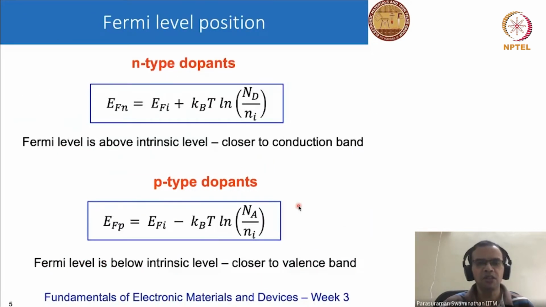Now changing the concentration of electrons or holes preferentially will also change the Fermi level position. In the case of an n-type semiconductor, the Fermi level moves up, so it is closer to the conduction band. On the other hand, for a p-type dopant, the Fermi level moves down, which means it is closer to the valence band. We have seen earlier that the Fermi level to the vacuum level is called the work function of the material. So n-type dopants decrease the work function of the material, while p-type dopants increase the work function.